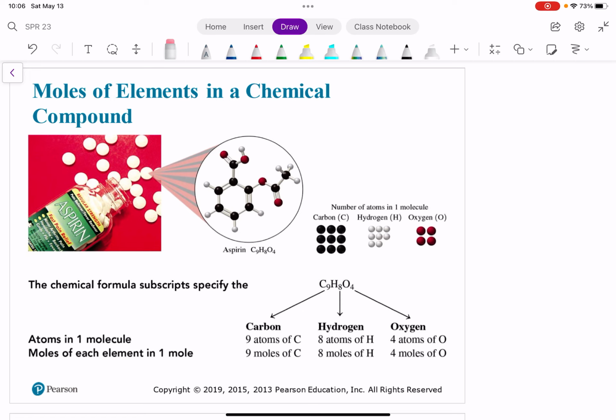Well, we can also use those subscripts to determine the number of moles in that compound. Kind of weird, I know. So just like this 9 shows us that we have 9 atoms of carbon, it also shows us that we have 9 moles of carbon. 9 moles of carbon. Really weird. This 8 can mean we have 8 atoms of hydrogen, and it does. But it also means we have 8 moles of hydrogen. This 4 means we have 4 atoms of oxygen, but it also means we have 4 moles of oxygen.